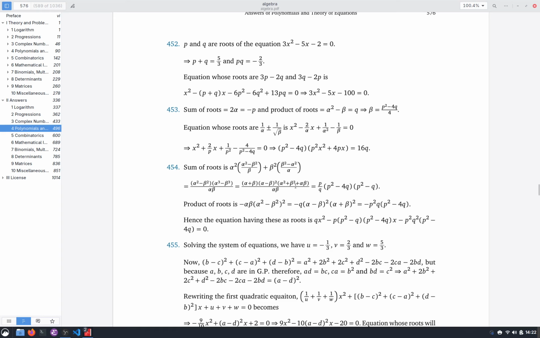So once you have the sum and product of the roots, you can write the equation as q x square minus p into (p square minus q) into (p square minus 4q) x minus p square q square into (p square minus 4q) is equal to 0.